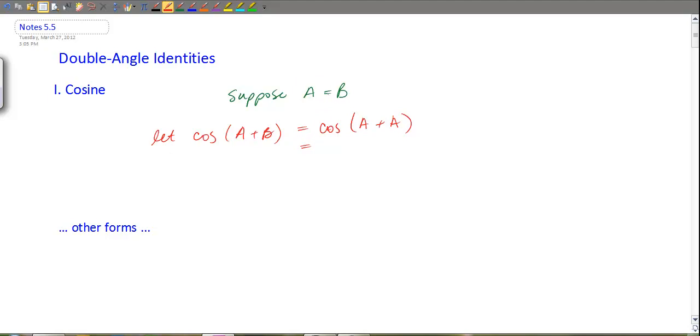And we can then use our sum identity for cosine to rewrite this so that it's going to look like the cosine of the first times the cosine of the second minus the sine of the first times the sine of the second. And now let's simplify. Cosine A times cosine A would just be cosine squared A. And the same for here, we'd have sine squared A. So what I end up with is really the cosine of 2A equals cosine squared A minus sine squared A. And that's going to be our first double angle identity.